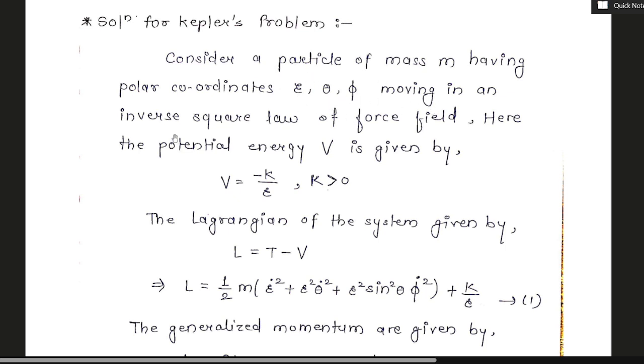Moving in an inverse square law force field, here the potential energy V is given by V equals minus k by r, where k is greater than 0.